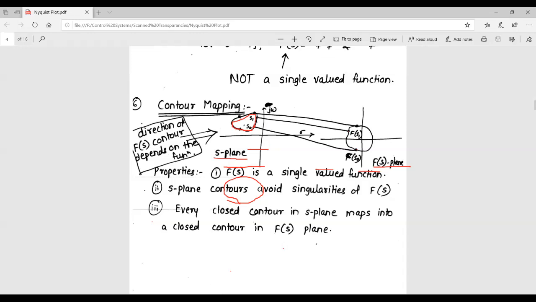There shouldn't be any point on the contour which is a singularity, which makes f of s equal to infinity. That is our assumption. And second point, f of s is a single valued function. Now why is this so?